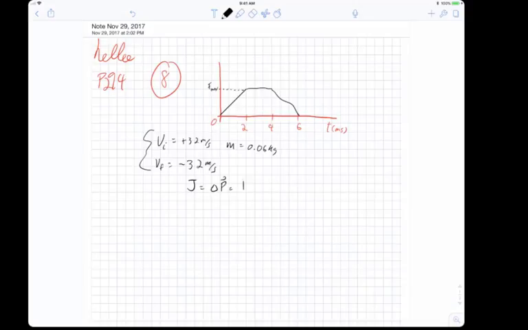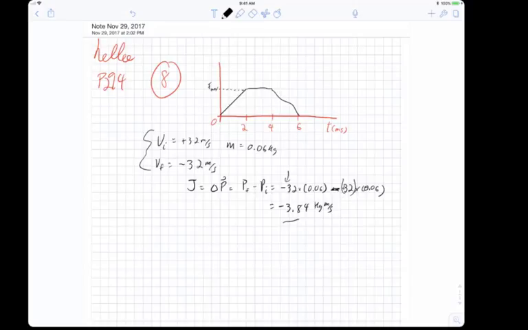Momentum final minus momentum initial, so the final momentum is 32 times 0.06, and the initial one is 32 times 0.06. This is a negative velocity, and this is minus a positive velocity, incidentally. So you get minus 3.84 kilogram meters per second. Okay, so here's the fun part.